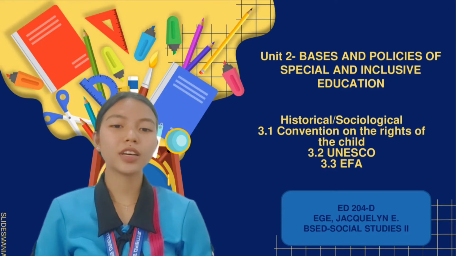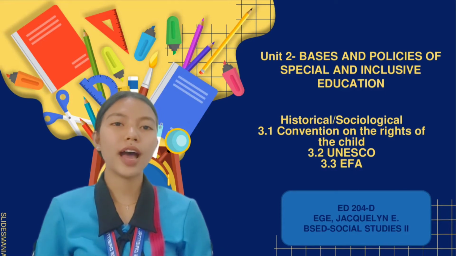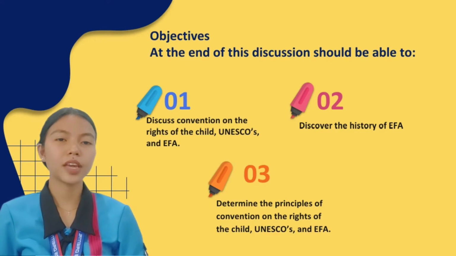Today I will discuss the Convention on the Rights of the Child, UNESCO, and EFA. Objectives. At the end of this discussion, students should be able to discuss Convention on the Rights of the Child, UNESCO, and EFA. Discover the history of EFA. Determine the principles of Convention on the Rights of the Child, UNESCO, and EFA.